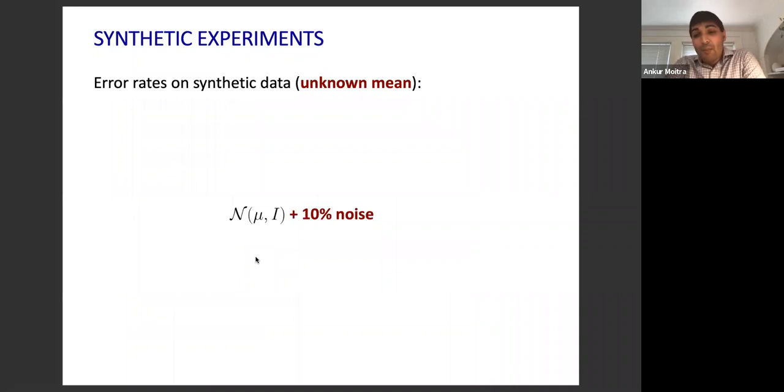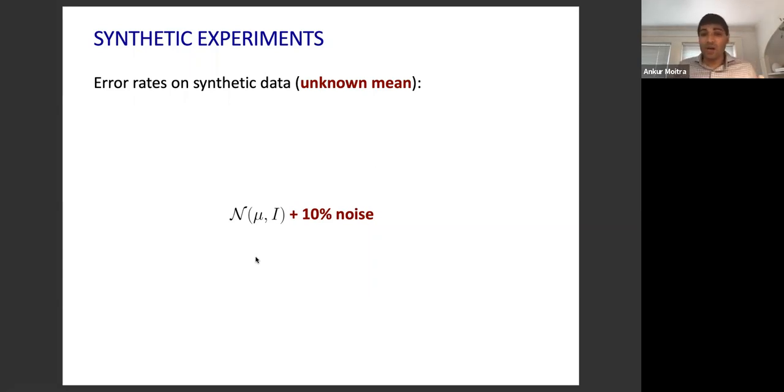I told you that it's now possible to robustly estimate high-dimensional Gaussians, something that people have wanted to do since the starting point of robust statistics. Let's first try it out on synthetic experiments, right? So let's create our own data set sampled from a Gaussian and add our own noise.